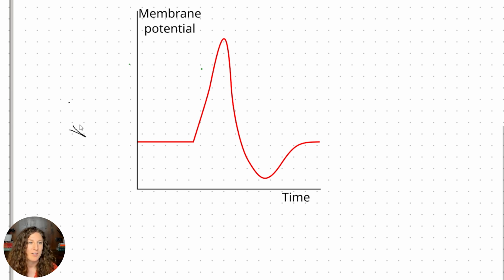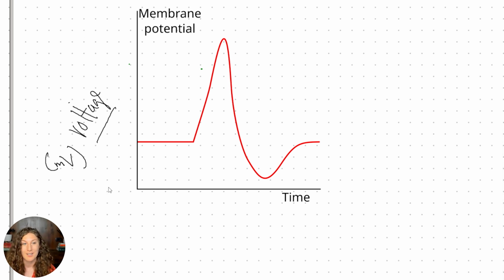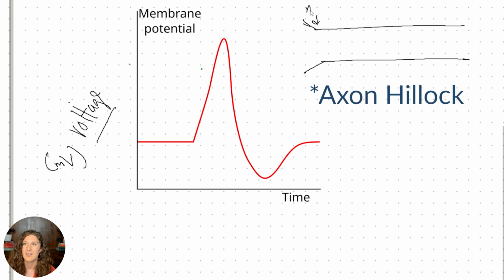So our voltage is going to be on the y-axis here. Technically it's going to be in millivolts because these voltage changes are really small when we're talking about neurons. Okay, so I'm going to draw just a loose picture of an axon. Just imagine our dendrite and soma here. Here's maybe our axon hillock.